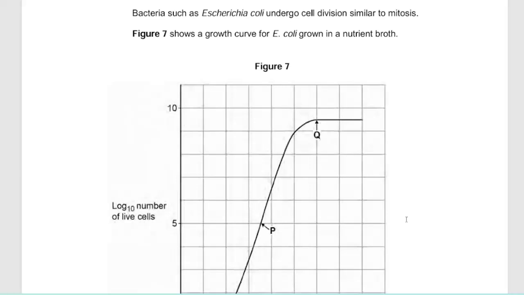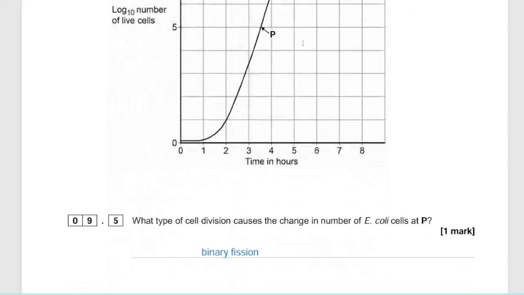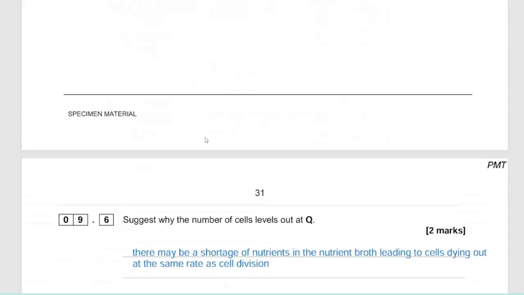Bacteria such as, once again, I'm just not going to try to pronounce bacteria names. E. coli, yeah. Figure 7 shows a growth curve for E. coli growing in a nutrient broth. What type of cell division causes the change in number of E. coli cells at P? This is just binary fission. That's once again something you just need to memorize from your textbook. Not much you can do if you don't remember it.